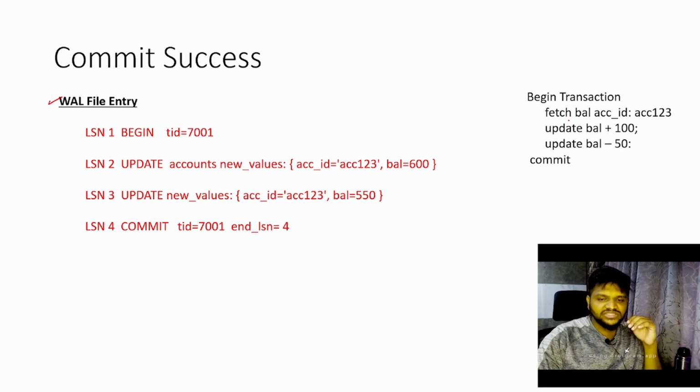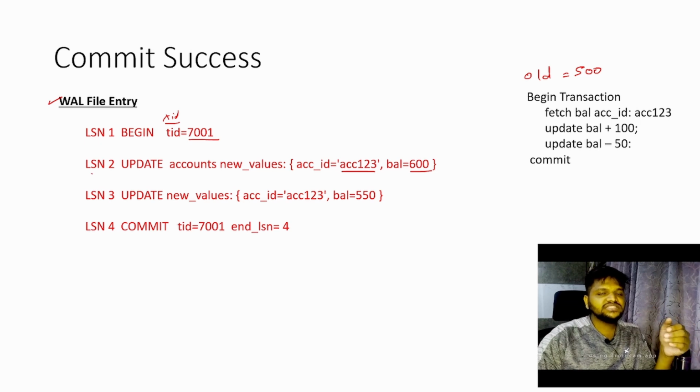So begin transaction has happened. Fetch account balance. Whenever you fetch something, a WAL record is not created. Updating account balance. The transaction has begun. This is TID. This is not generally TID, this is XID, but just for understanding purposes, I have taken it as a TID. Update accounts, new values, account ID 123, balance is equal to 600. Initially it was 500, old value is equal to 500. We are updating it to 600. This is the first update instruction that is present.